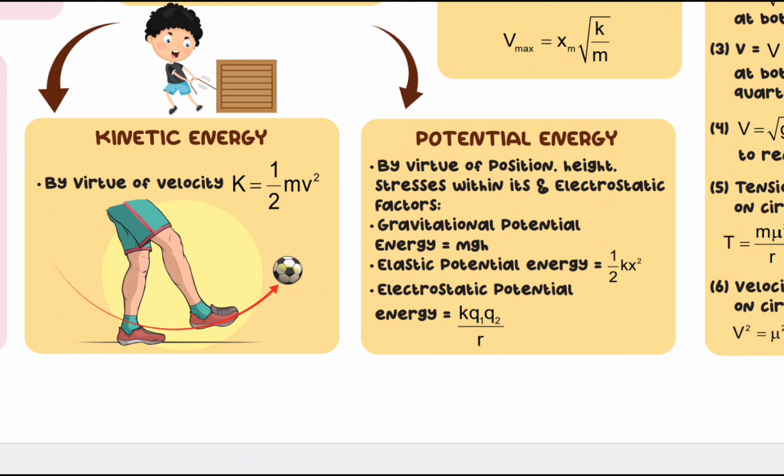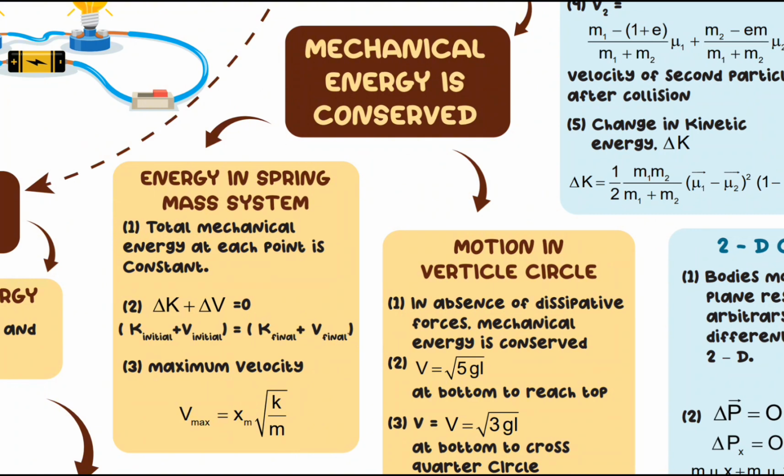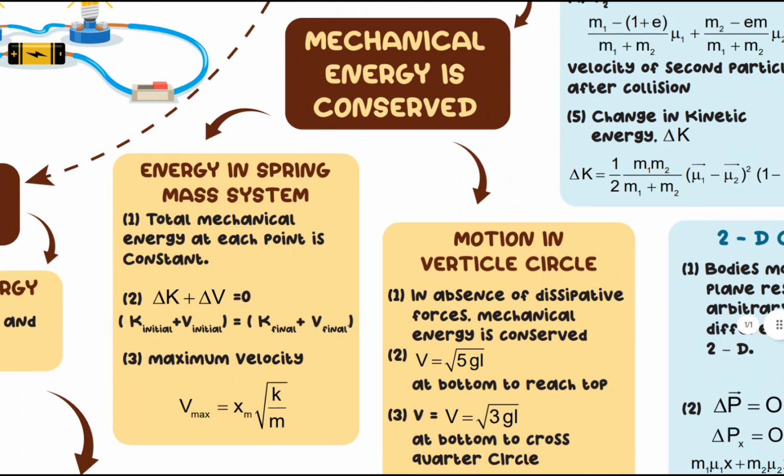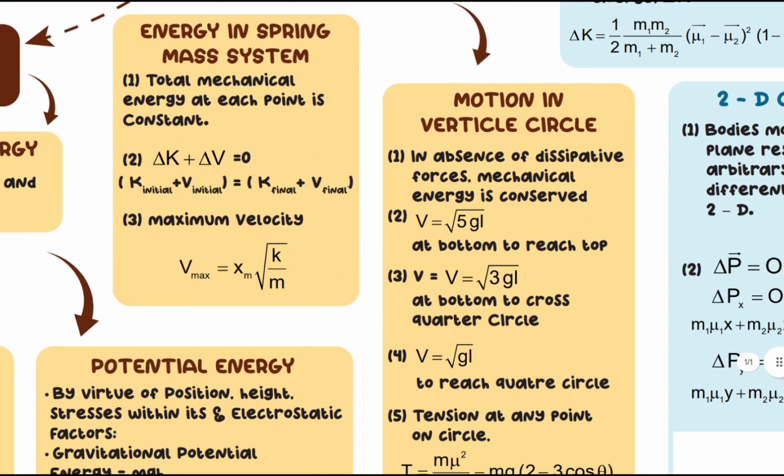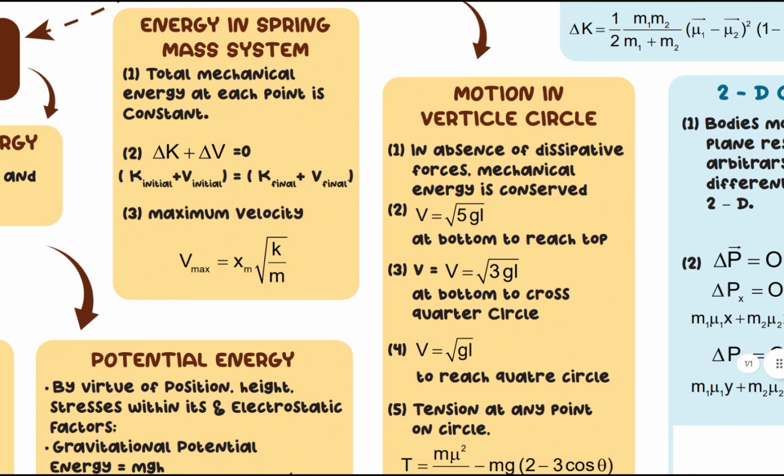Potential energy, by virtue of position, height, stresses within it and electrostatic factors. Gravitational potential energy equal to mgh. Elastic potential energy half kx square. Electrostatic potential energy k into q1 q2 by r. Mechanical energy is conserved. Energy in spring mass system: total mechanical energy at each point is constant. Delta K plus delta U equal to 0. Maximum velocity equal to xm into root of k by m.